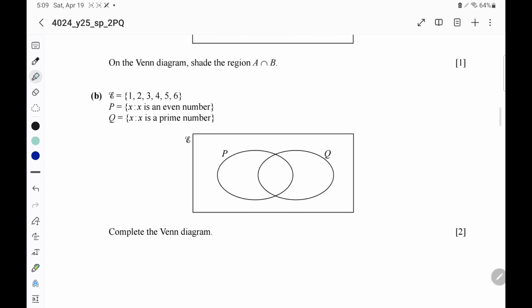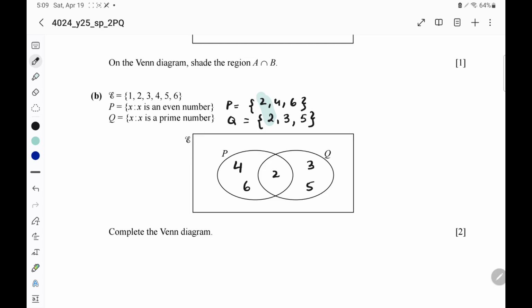Part B question. The universal set is 1, 2, 3, 4, 5, 6 and P is the even numbers. So the even numbers will be 2, 4 and 6 only, and Q is the prime numbers. The prime numbers will be 2, 3 and 5. Remember, 1 is not an even number, and not even a composite number. It's in the universal set. First of all, write down the common number between them. The common number is 2. So write 2 here in between. The remaining numbers are 4 and 6 here, and here 3 and 5.